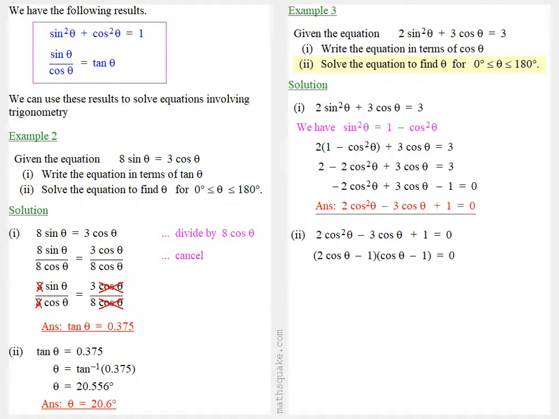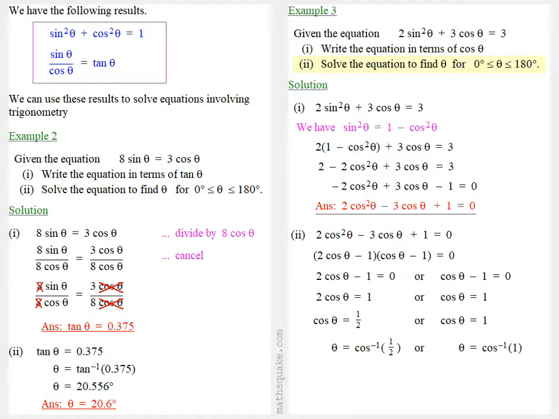Now, if two things multiply to make 0, one of them must be 0, so one of the two brackets must be 0, which means 2 cos theta minus 1 is equal to 0, or cos theta minus 1 is equal to 0. So 2 cos theta equals 1, or cos theta equals 1. Now if 2 cos theta is 1, that means cos theta is a half.